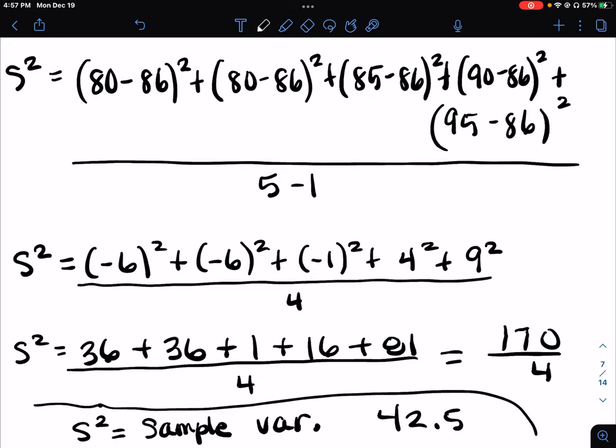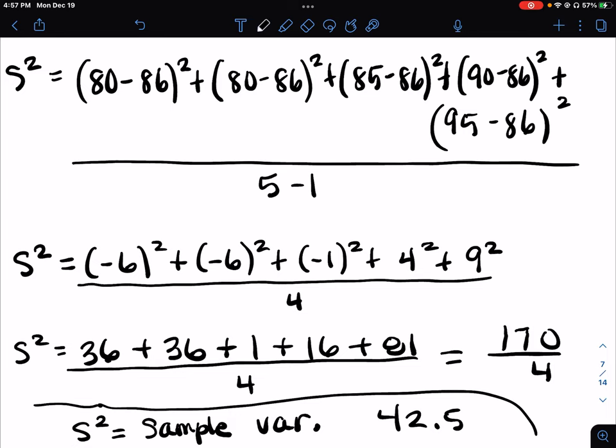Okay, so we take each of those 5 numbers and subtract the mean of 86. So 80 minus 86, 80 minus 86 again, and so forth. Okay, then we square each of those. So 80 minus 86 is negative 6. 80 minus 86 is negative 6. 85 minus 86 is negative 1. 90 minus 86 is 4. And 95 minus 86 is 9.